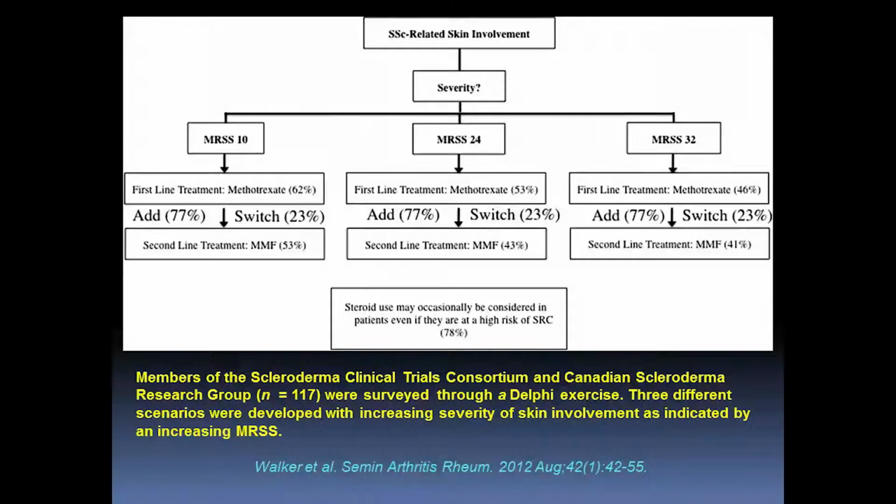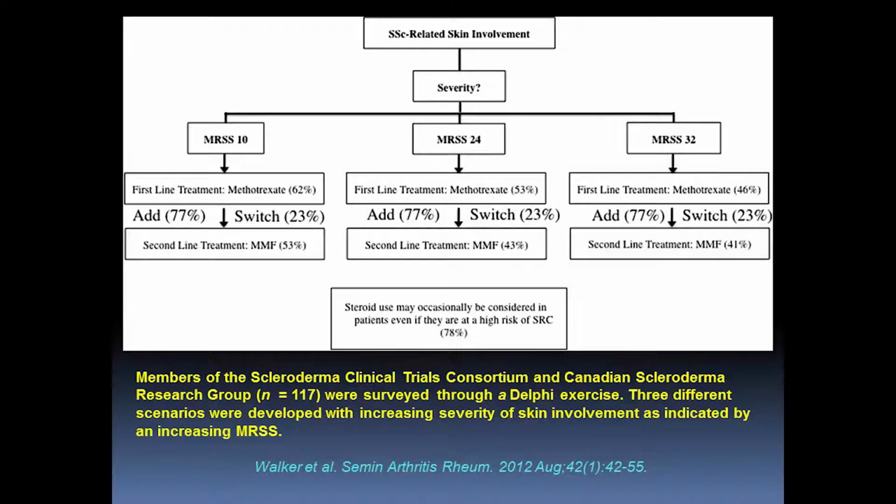Members of the Scleroderma Clinical Trials Consortium, an international group, and also the Canadian Scleroderma Research Group performed a Delphi exercise. There were 117 responders, and they were surveyed through the Delphi exercise. Three different scenarios were developed with increasing severity of skin involvement. Because we do not have a whole lot of good quality evidence-based data, we wanted to know what the experts, the so-called scleroderma specialists, would do. How would they manage their patients with severe skin tightening? The first group had a modest low skin score of 10, the second group 24, and the third group 32.